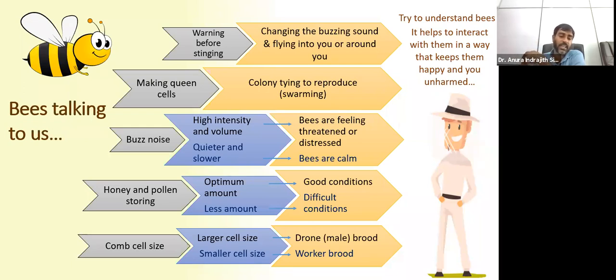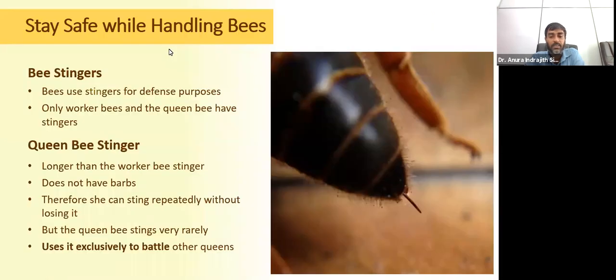And the comb cell size. Generally they make cells of a very specific shape and size. Those are for the workers. If the size is bigger than the normal size, or if it is elevated from the surface, then definitely they are going to make some drone cells. That means they are going to swarm in the near future. So you have to read these indications when you are observing a colony. These are very good examples or hints.